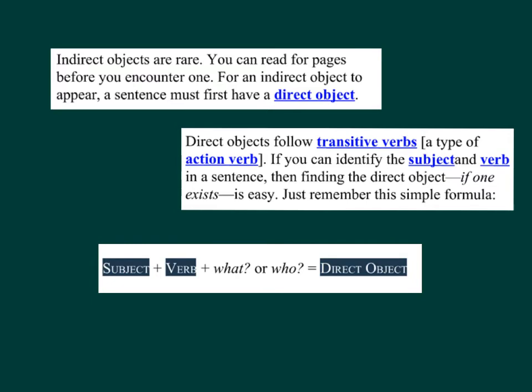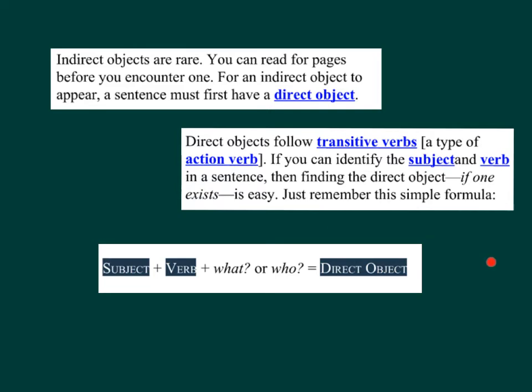Indirect objects are rare. You can read for pages before you encounter one. For an indirect object to appear, a sentence must have a direct object. Direct objects follow transitive verbs, a type of action verb. If you can identify the subject and verb in a sentence, then finding the direct object, if one exists, is easy.